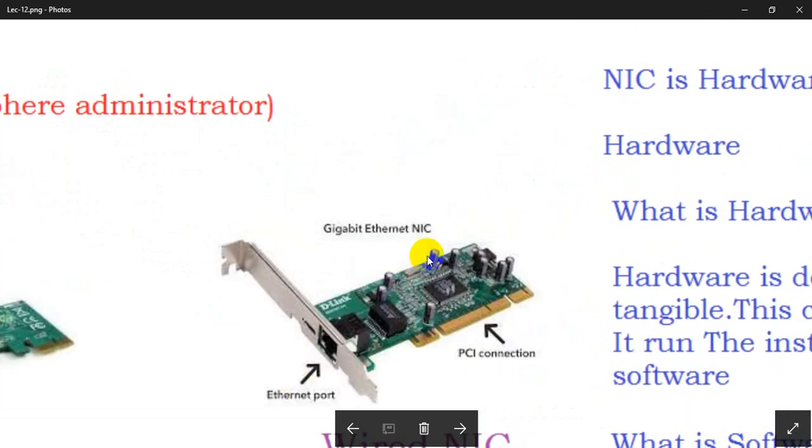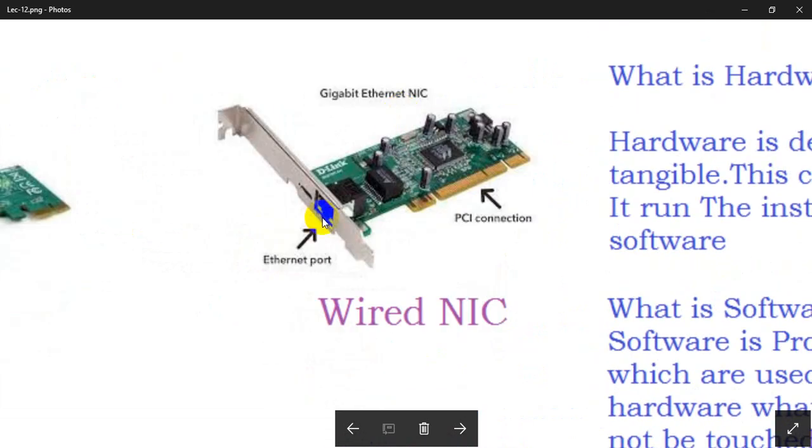This is wired NIC. It has a port. Behind the port there is NIC, wired NIC. So remember that if there is no wired NIC, then there is no port. And then you cannot plug in your cable through the RJ45 connector, and you cannot connect with the wire or cable or guided media to another device. So this is the proof. This is the Ethernet port. This is gigabit Ethernet NIC and PCI connection.